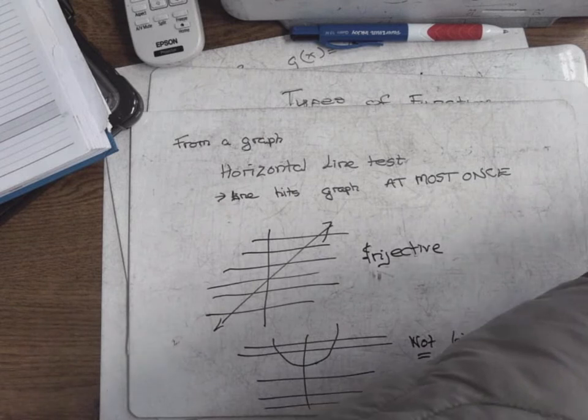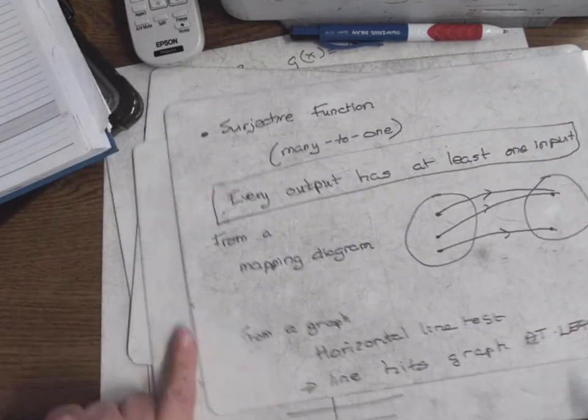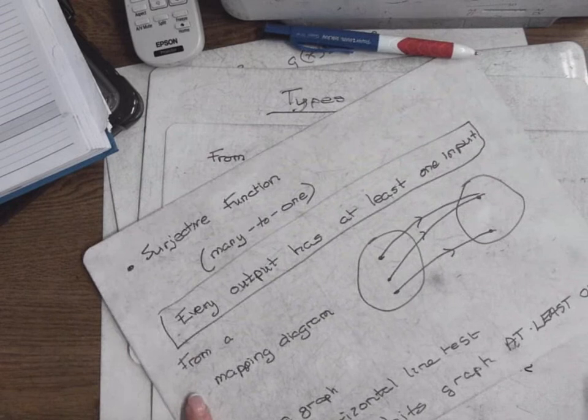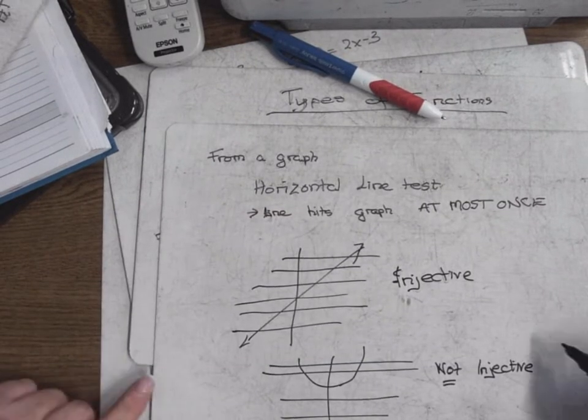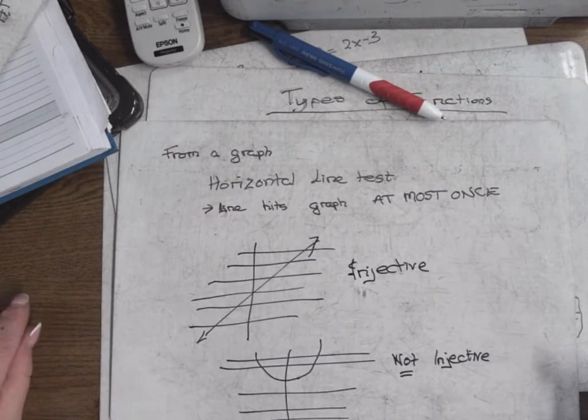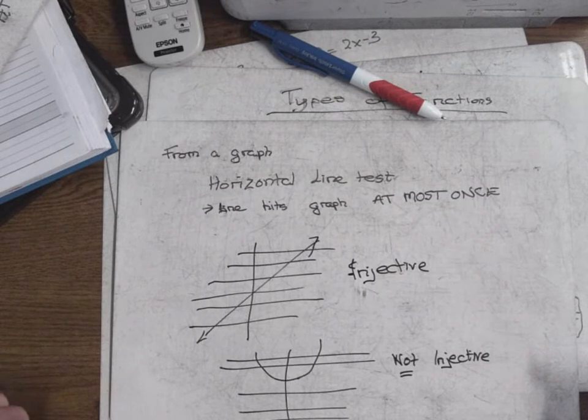Right? So then I'll move on to a surjective function. Yeah, back. Sorry, you weren't ready. Sorry. Can I go?